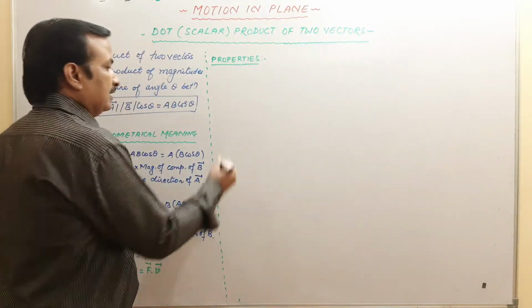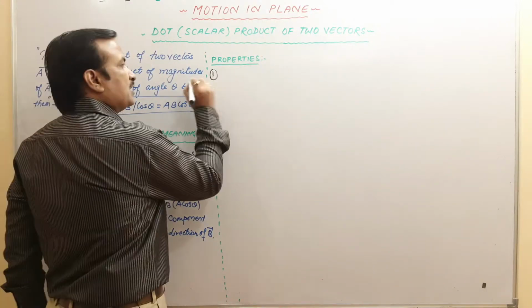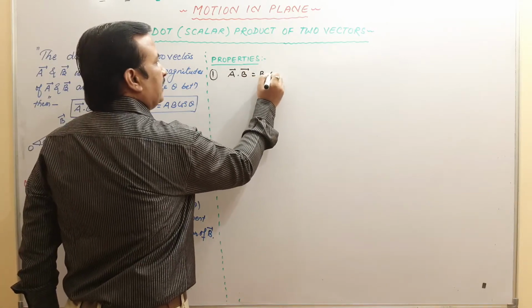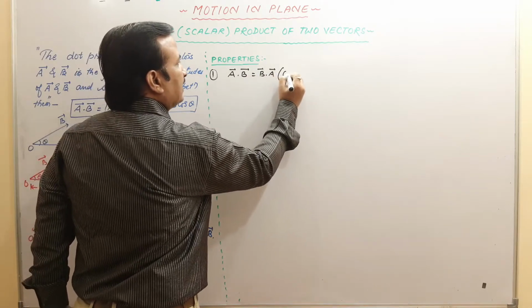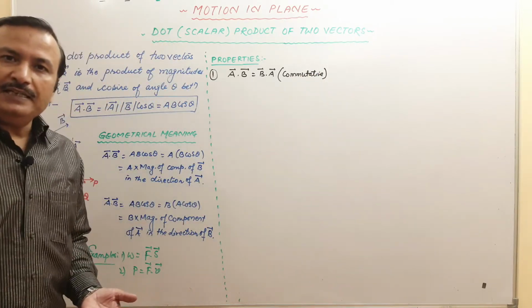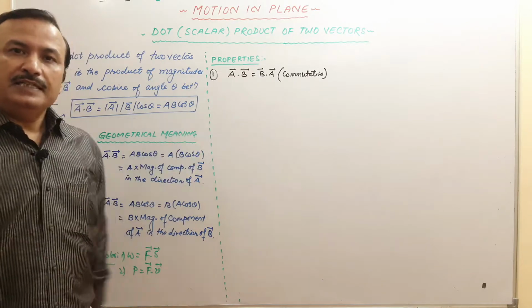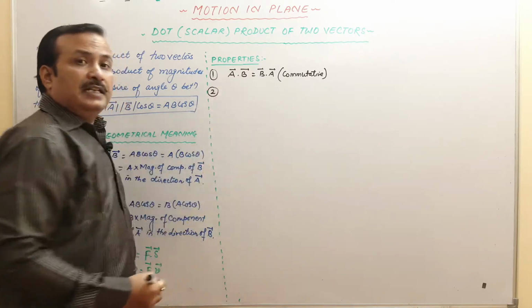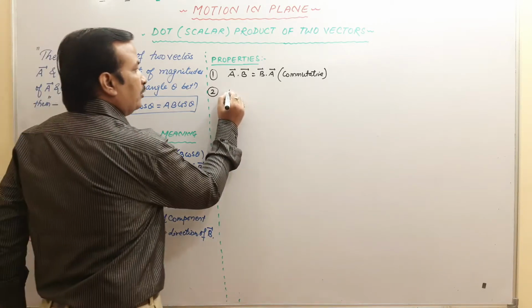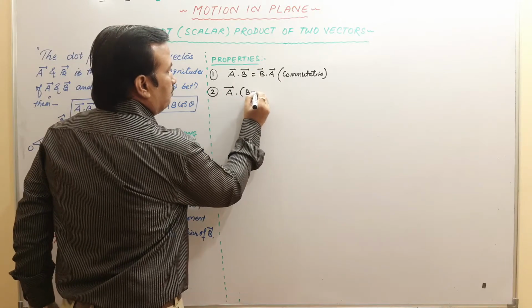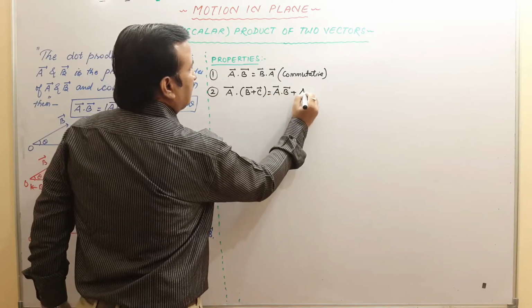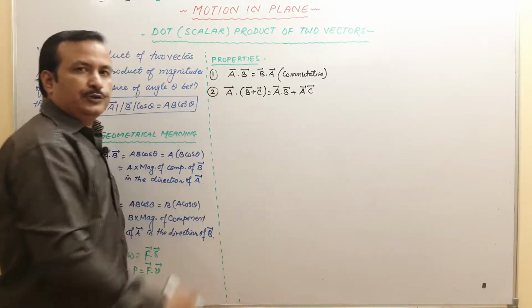अब properties में क्या देखें? Suppose if I say number one, first one, A dot B equal to B dot A. That means the dot product is commutative. आप A को B से multiply कीजिए या B को A से कीजिए, you will get the same value. Second, it is distributive over addition. Listen the word distributive over addition. That means suppose if we write A dot B plus C, this will give you A dot B plus A dot C. A का दोनों में dot product हो जाएगा.